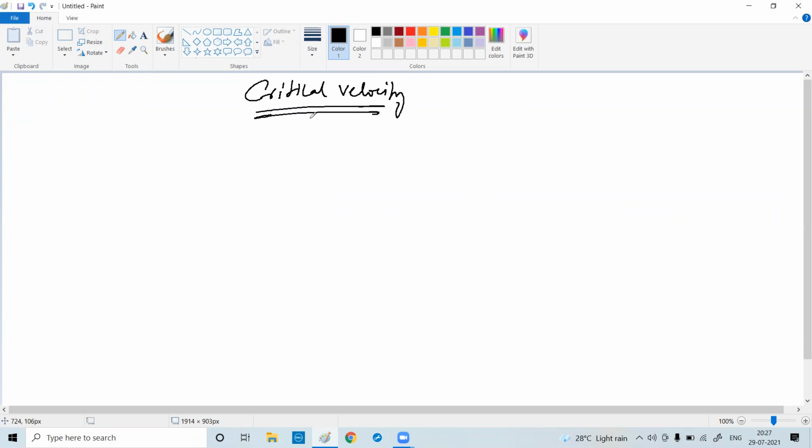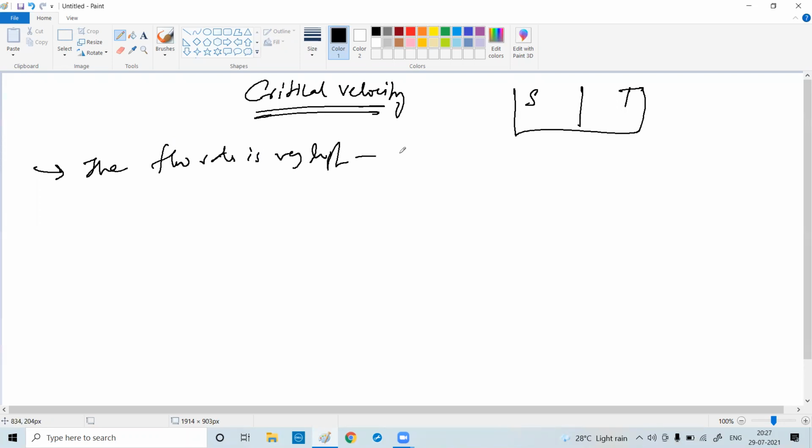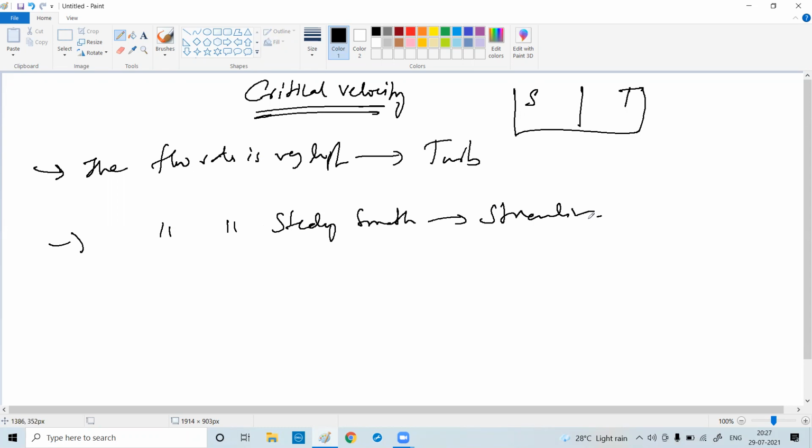What is critical velocity? Write down the definition. The flow of a liquid. So what tells whether the flow is streamlined or turbulent? What decides the flow? If the flow rate is very high, then it will be turbulent. And if the flow rate is steady or smooth, then it is streamlined.